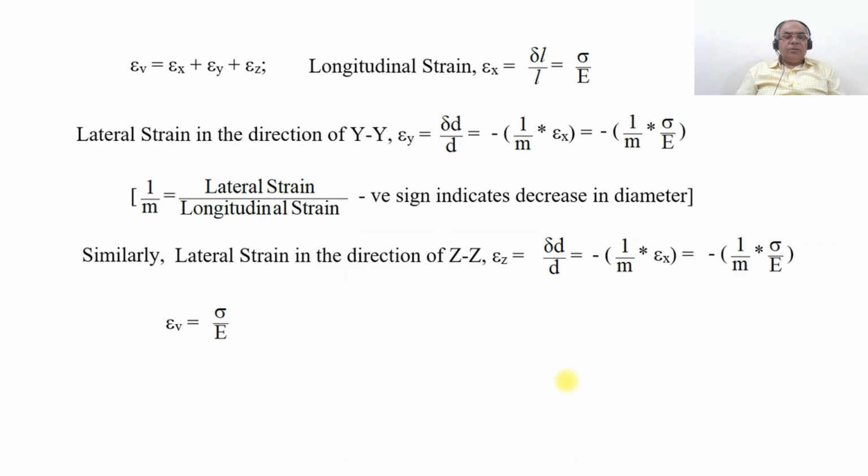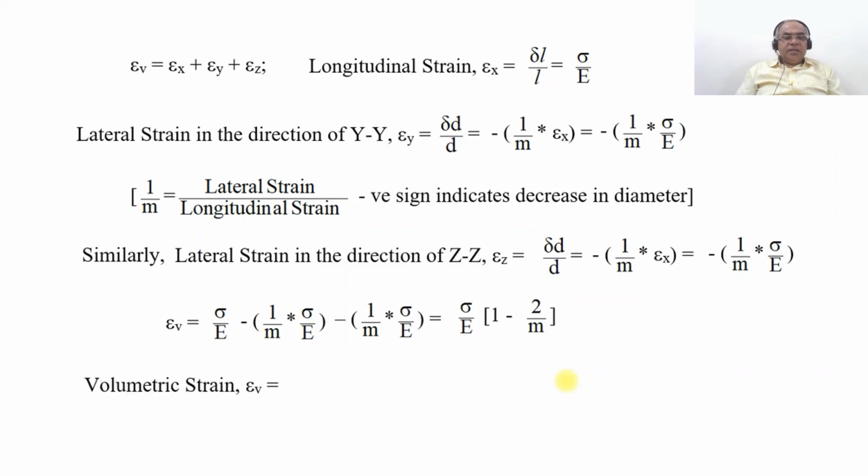Therefore, epsilon V will be equal to sigma by E minus 1 by m into sigma by E minus 1 by m into sigma by E, which is equal to, taking the common factor sigma by E, 1 minus 2 by m. Therefore, volumetric strain epsilon V will be equal to sigma x by E into 1 minus 2 by m, that is equal to epsilon x into 1 minus 2 by m, which is equal to delta L by L into 1 minus 2 by m. So this is how you will be able to derive the expression for the prismatic bar and also for the volume of the cylindrical bar.